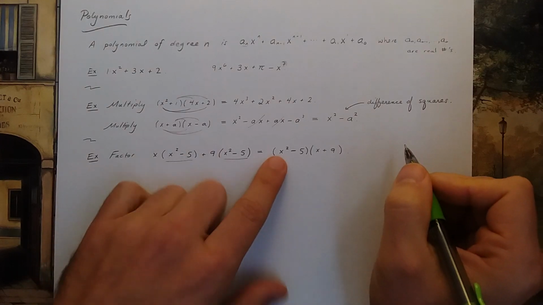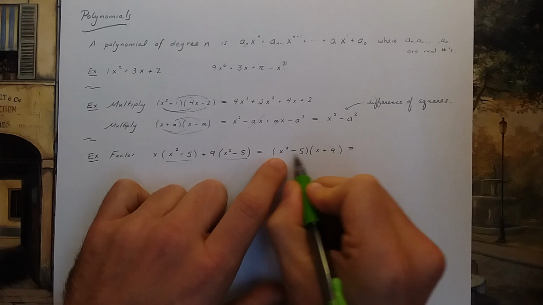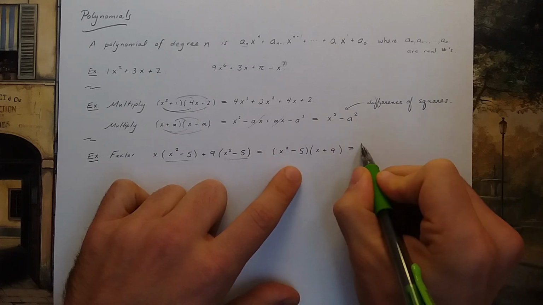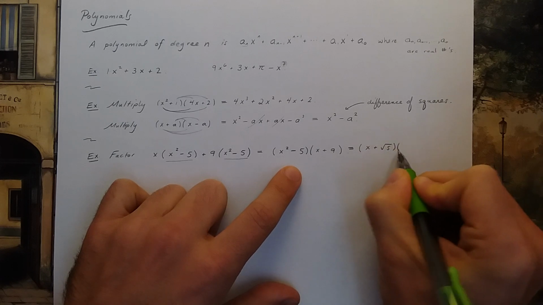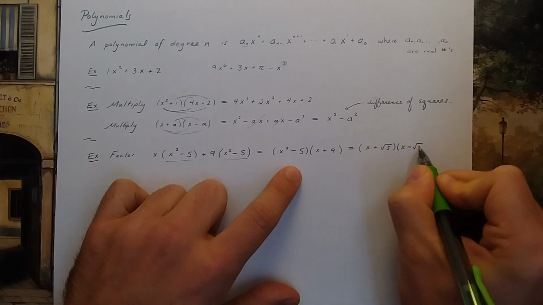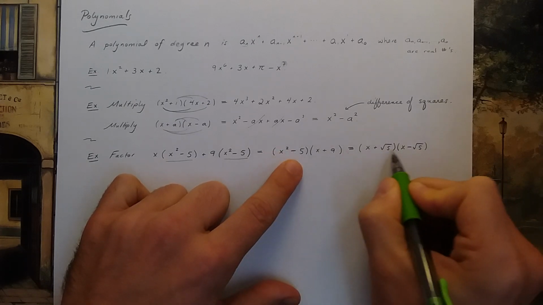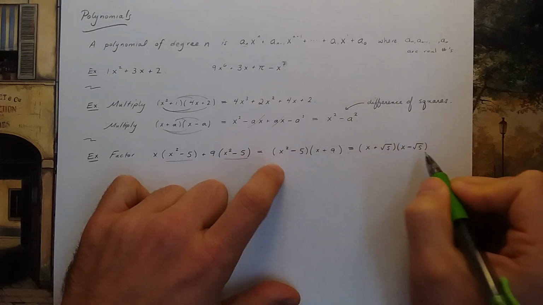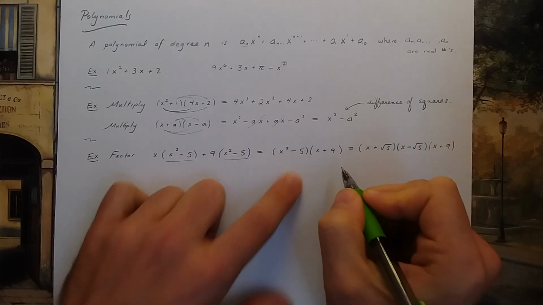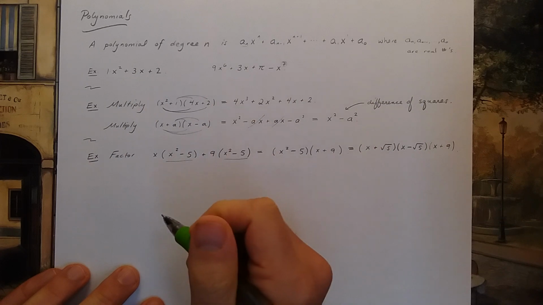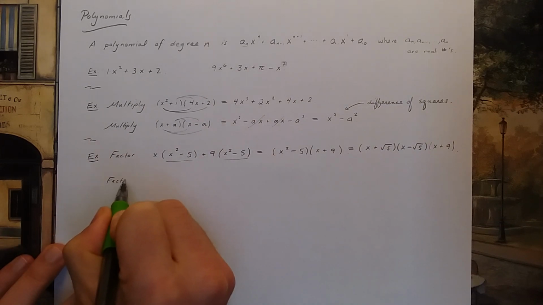I could go one step further, and I could even notice I have a difference of squares here. I could write this as x plus square root of 5 times x minus square root of 5. That's my difference of squares. I have x squared, and my other square is the square root of 5 squared, so it's a little silly, but it works. And I still have times x plus 9. So that's an example of factoring. We'll do one more factoring example.